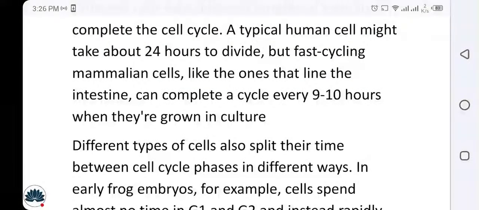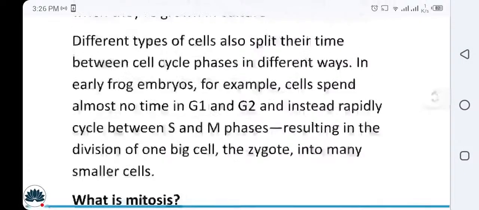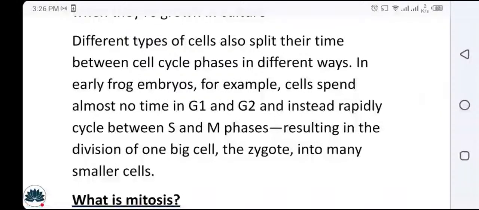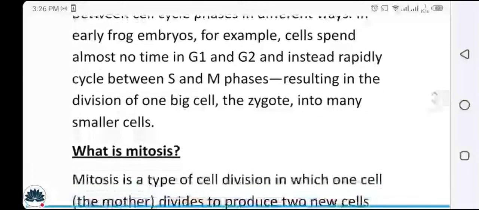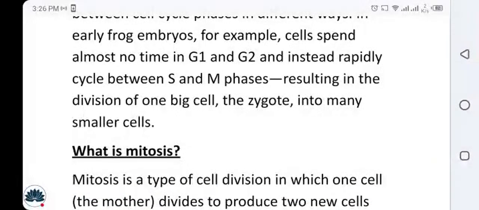Okay. But fast-cycling mammalian cells, like the ones that line the intestine, can complete a cycle every 9 to 10 hours when they are grown in culture. Different types of cells also split their time between the cell cycle phases in different ways. In early frog embryos, for example, cells spend almost no time in G1 and G2 phase and instead rapidly cycle between S and M phases, resulting in the division of one big cell, the zygote, into many smaller cells.